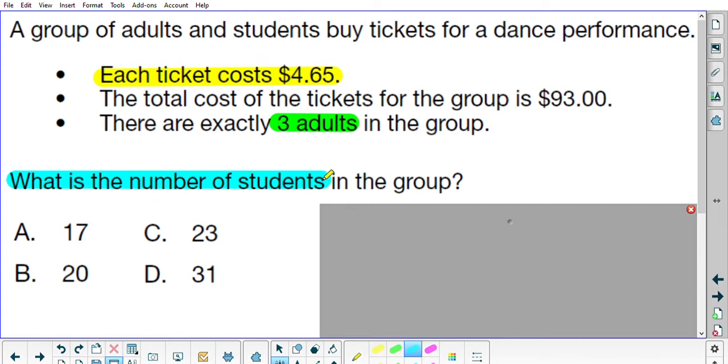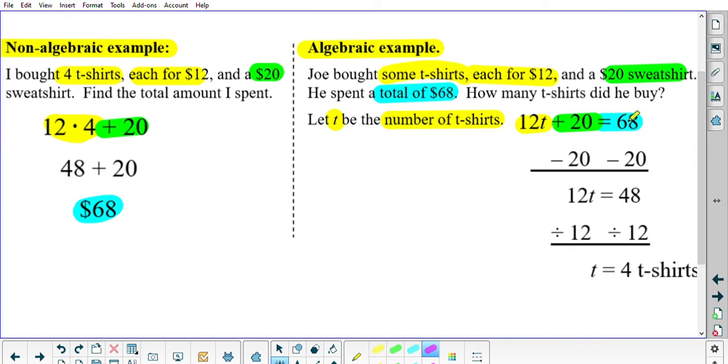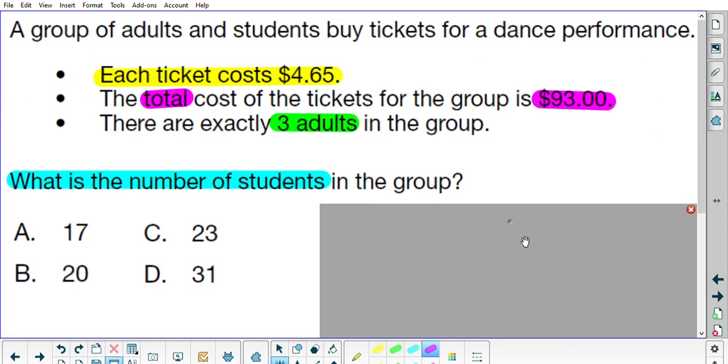So we should probably pick a variable. Maybe N, maybe S. Be careful with S. Sometimes S looks like a 5. Finally, we do know the total. We know the total cost of all the tickets is $93. If you recall from the example I was just showing you, on a lot of problems, the total ends up being next to an equal sign, and that's going to hold true on this problem as well.